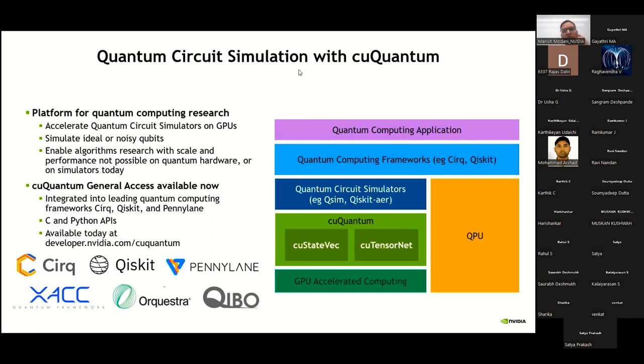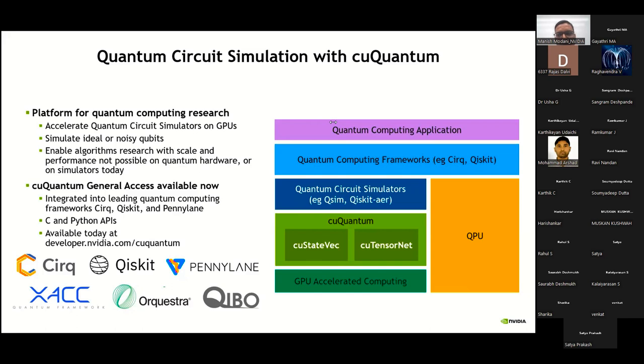Hello, sir. I have one question. These are similar to the simulators offered by AWS, like AWS TN1, DM1, and the state vector simulator, right? Yeah, on AWS also, they are simulators. That's right. And there also you can use NVIDIA GPU and get the accelerated performance. Okay, thank you.